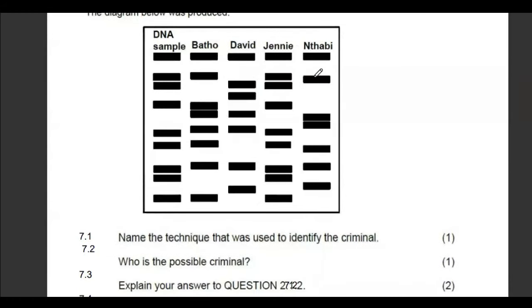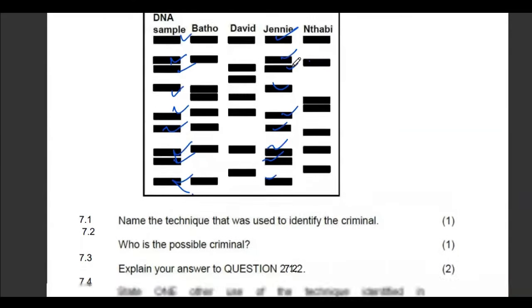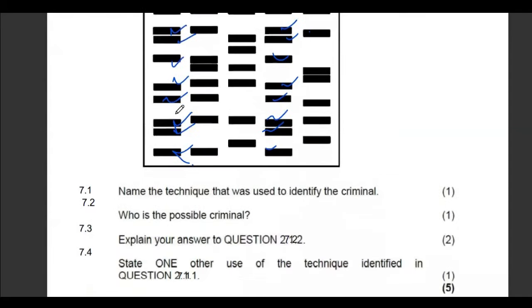Now, look, this is the DNA sample, and then these are the suspects. It means that these are the DNA they found there, but you have to see where it is corresponding. This one goes with that. This one goes with that. Use a ruler to identify this. This with this. This with this. So it means that Jenny is a suspect for that case, whose DNA profile is matching with the DNA sample obtained from the crime scene.